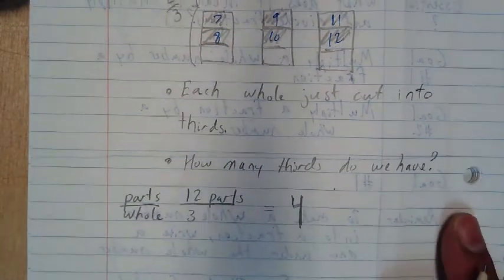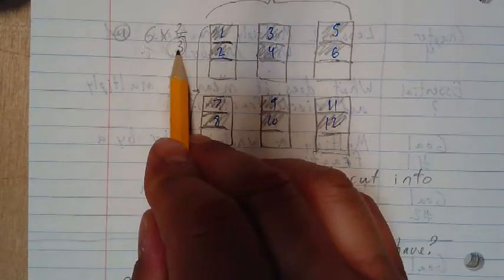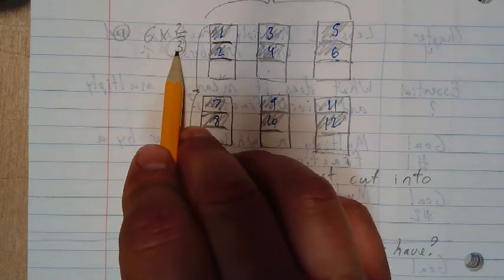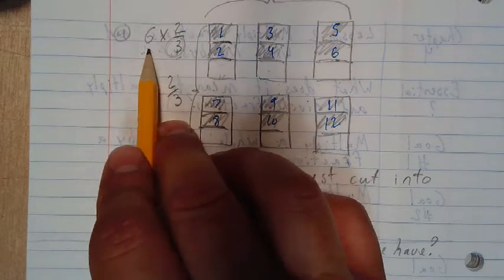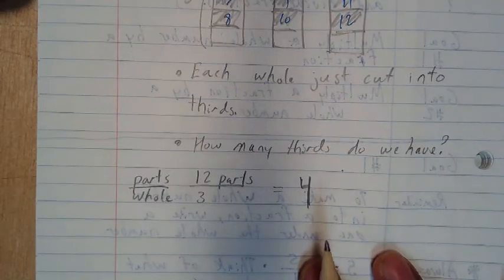So what does this mean? Now, earlier I said, okay, we have a whole number. We're going to multiply it by a fraction. By definition, a fraction is less than 1. So we're saying 6 times something less than 1, so we're going to have something less than 6. Our answer is 4. So we were right.